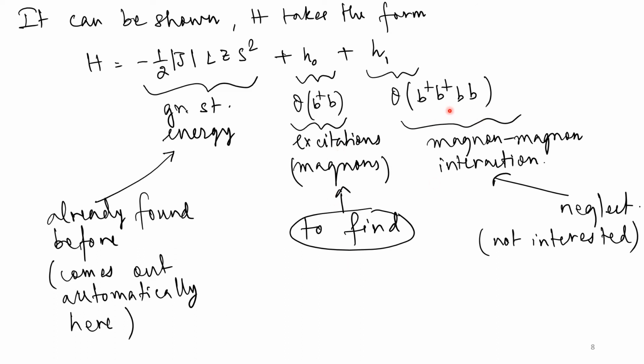Any term which is quartic or of higher order in these operators, just as we had written down the electron-electron interaction term, essentially means that it is a term which embodies magnon-magnon interaction. So you can see how very similar this is. This was our kinetic energy part of electrons. This is our electron-electron interaction term. Okay, so this is not something that we are interested in at the moment, so we can neglect it. But in general, if you want to go beyond this, then people will do these kinds of calculations. They have to go beyond and include this.